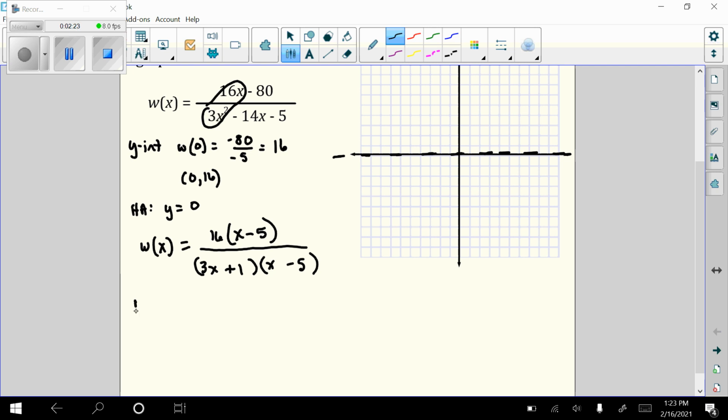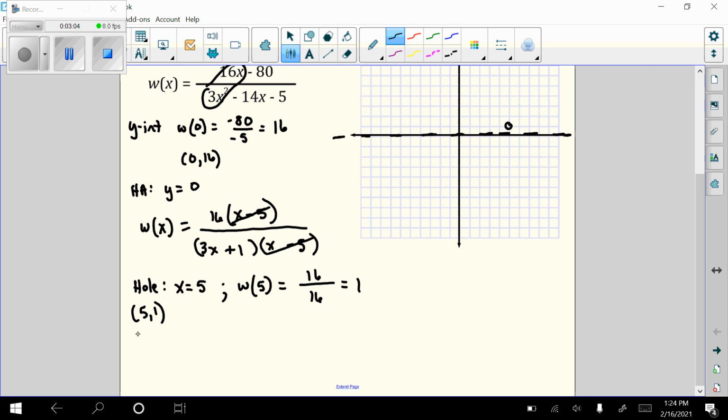So automatically, I know I have a hole at x equals 5. To find the y coordinate of that hole, remember we're going to ignore that term. So I now get w of 5 is equal to 16 over 3 times 5 is 15 plus 1 is 16. So 1. So I have a hole at the coordinate (5, 1). 1, 2, 3, 4, 5. So about right there.